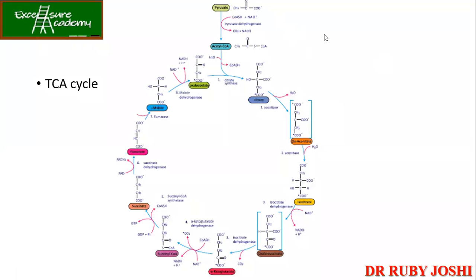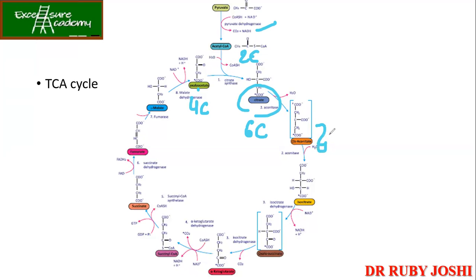Here you can see this is your TCA cycle, and we have discussed that from pyruvate, with the help of pyruvate dehydrogenase, you get acetyl-CoA. Acetyl-CoA is a 2-carbon compound. It enters the citric acid cycle by combining with oxaloacetate, which is 4 carbons. 4 carbon and 2 carbon together will give you citrate, which is 6 carbon. Now, from citrate to aconitate to isocitrate.